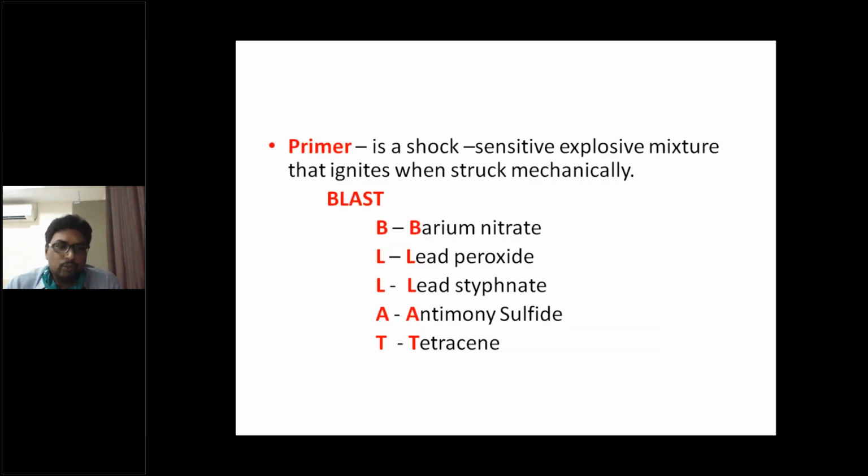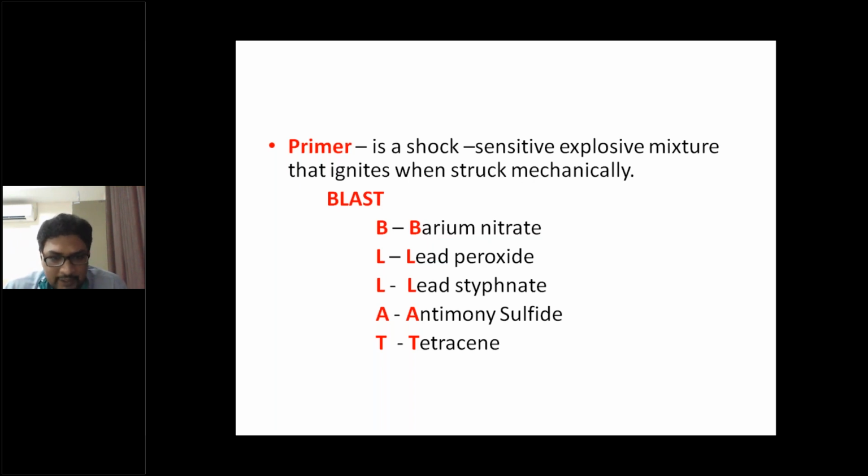Primer. So what is a primer? A primer is a shock sensitive explosive mixture that ignites when struck mechanically. It can be easily remembered by the word BLAST. So what is the composition of the primer? It can be remembered by the word BLAST.